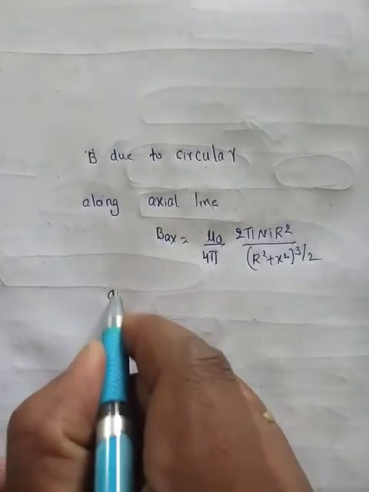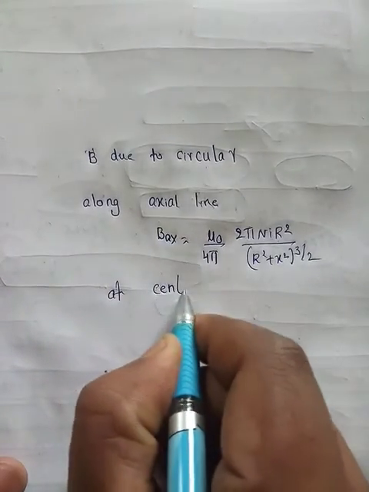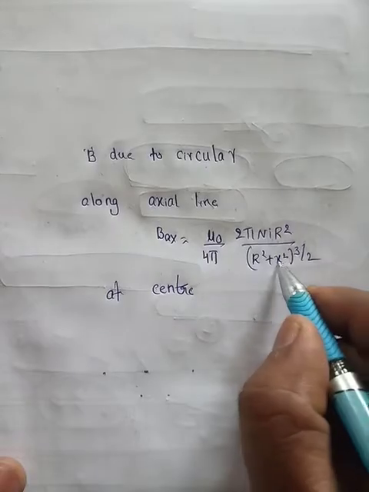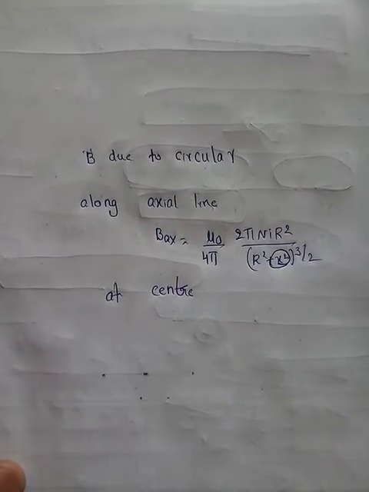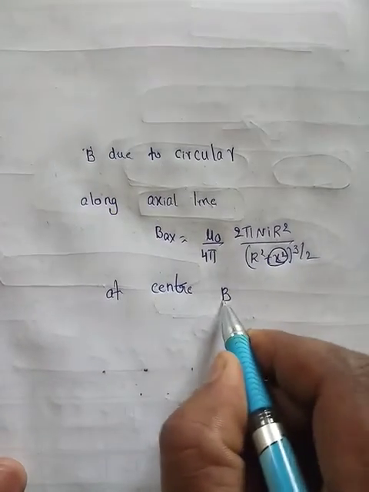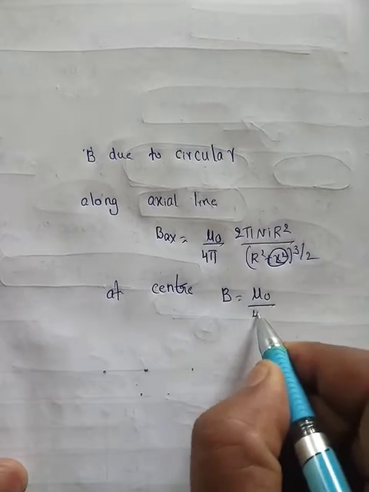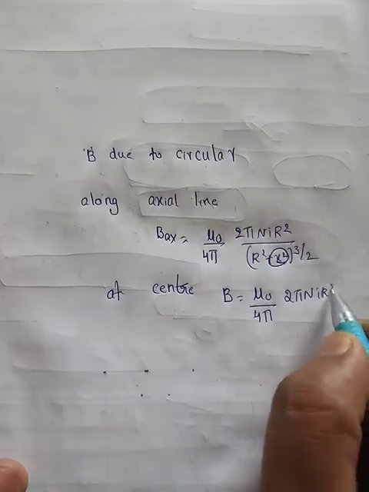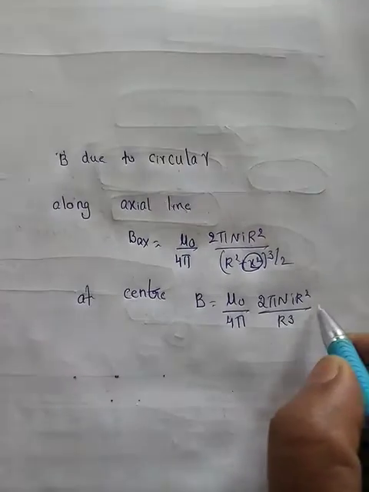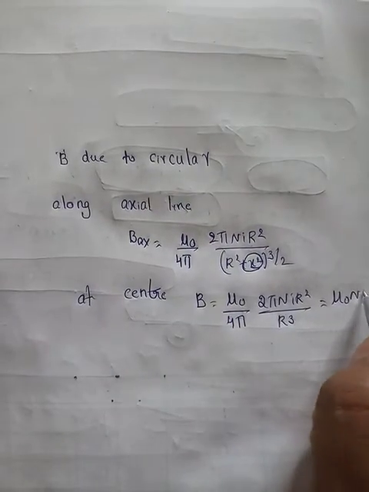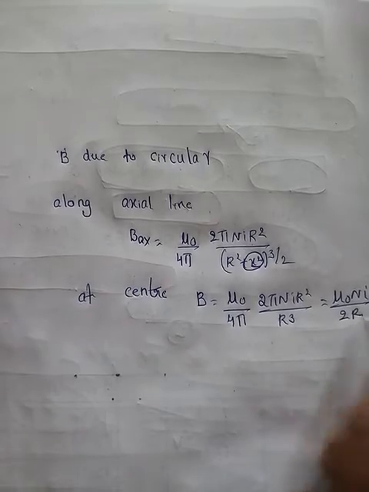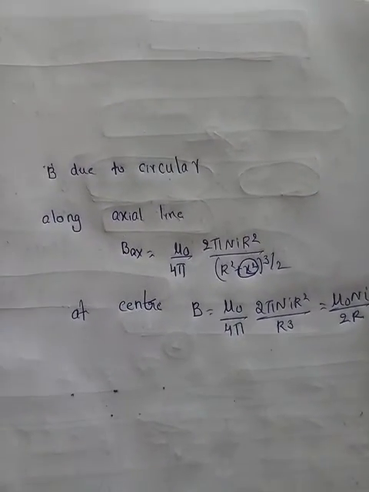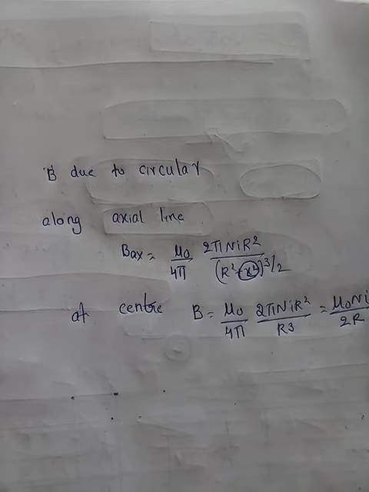For example, at the center of the circular loop, what happens? x is equal to 0. From that we derive that B is equal to mu naught by 4 pi, 2 pi n I r square by r cube. So on calculation what you get? Mu naught n I by 2r. So this is the magnetic field of a circular loop at its center.